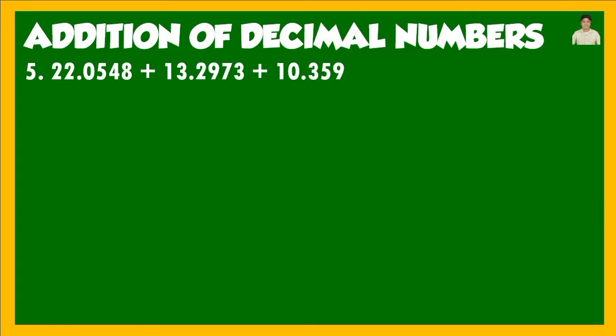So, what if kung 2 or more decimal numbers naman yung ating ina-add? So, wala namang problema yan as long as pina-follow natin yung steps. So, step number 1, kailangan nating isulat yung mga numbers in column. So, i-align natin yung mga decimals. So, 22.0548. And then, 13.2973.